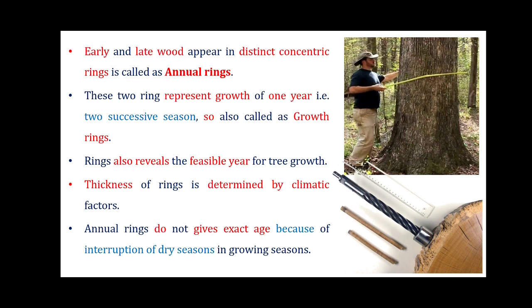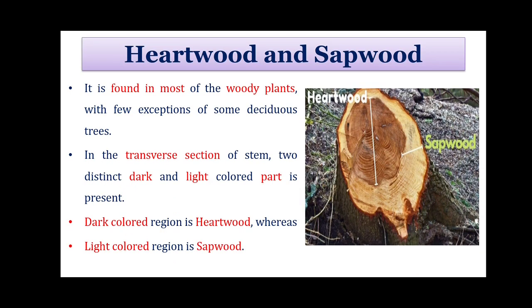These rings also reveal the favorable years for the tree's growth. Just looking at the transverse section of the rings, you can observe in which year the plant has shown favorable growth and which was the adverse condition for the plant to grow. Actually, annual rings do not give the exact age, because of interruption of dry seasons during the growing period. But still, these growth rings can be used for knowing the approximate age of the plant.